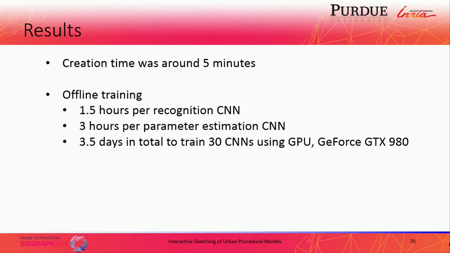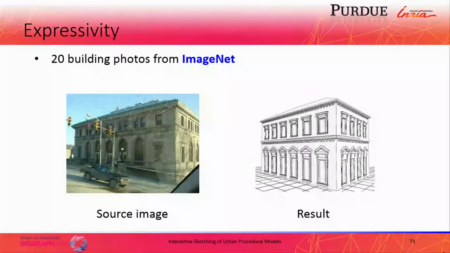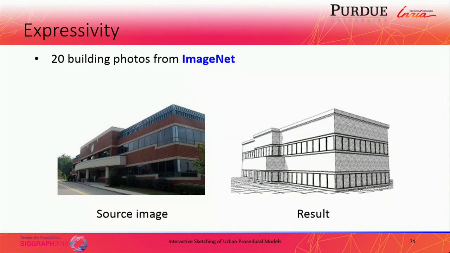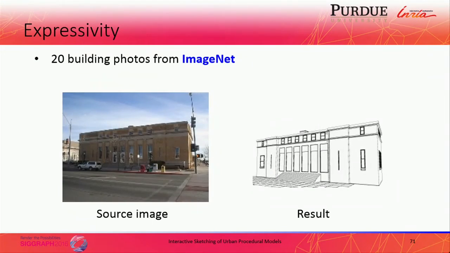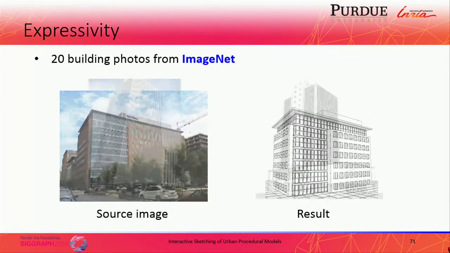To show the expressivity of our approach, we selected the first 20 building photos from ImageNet and used our sketching tool to create corresponding grammars. While there are some noticeable differences, the generated buildings mostly look similar to the source images.